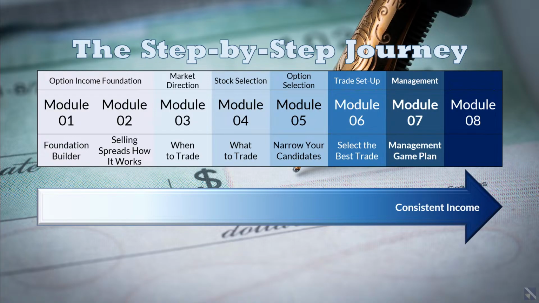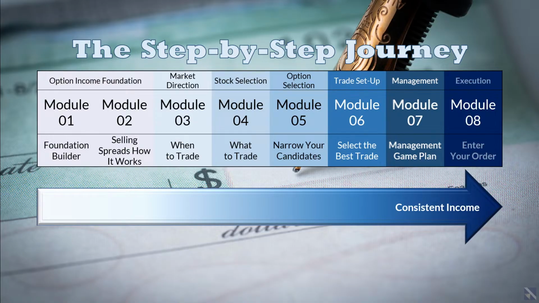Now that you got your high probability trade picked out and you're ready to go, Module 7 teaches you how to put your plan in place. That way you know when to exit the trade with profits, also when to exit to minimize losses. You're never going to be frozen like a deer in headlights again. No matter what the market throws at you, you're going to know how to react, which allows you to trade completely stress-free.